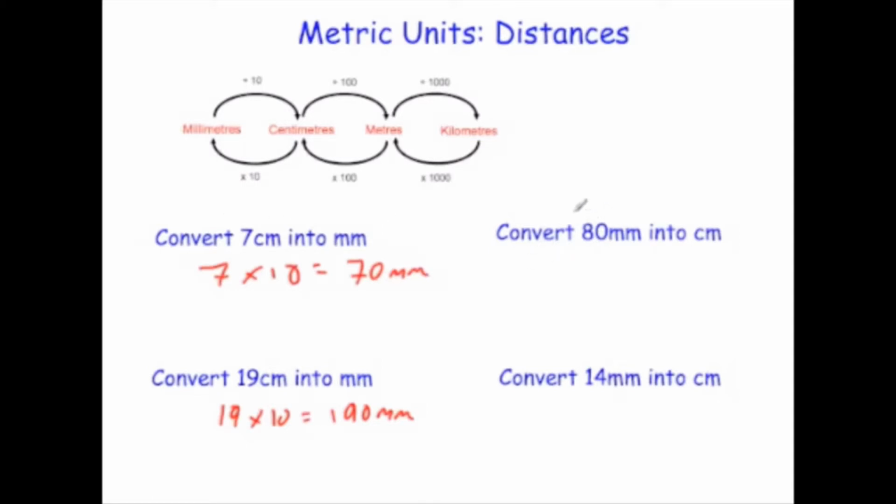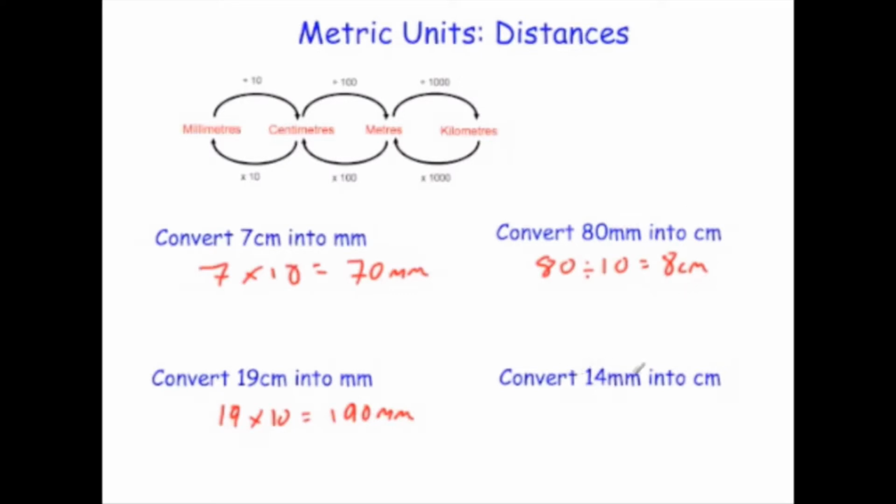Now we're going to look at going the other way. So to go from millimeters to centimeters, you divide by 10. So to convert 80 millimeters into centimeters, well, you do 80 divided by 10. And 80 divided by 10 is 8. So that means that 80 millimeters is equal to 8 centimeters.